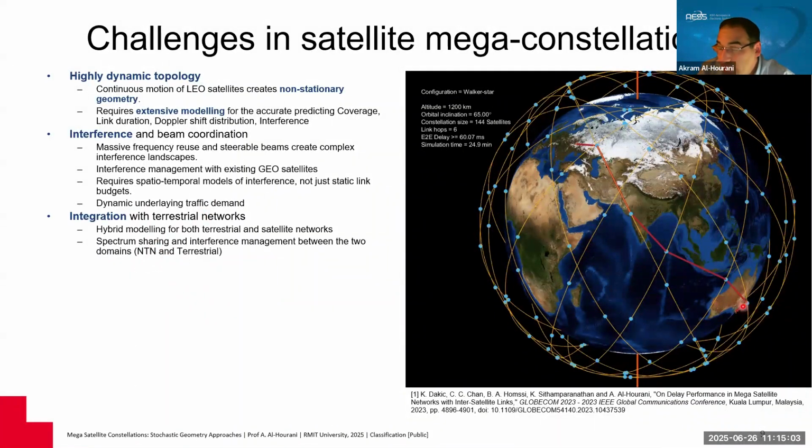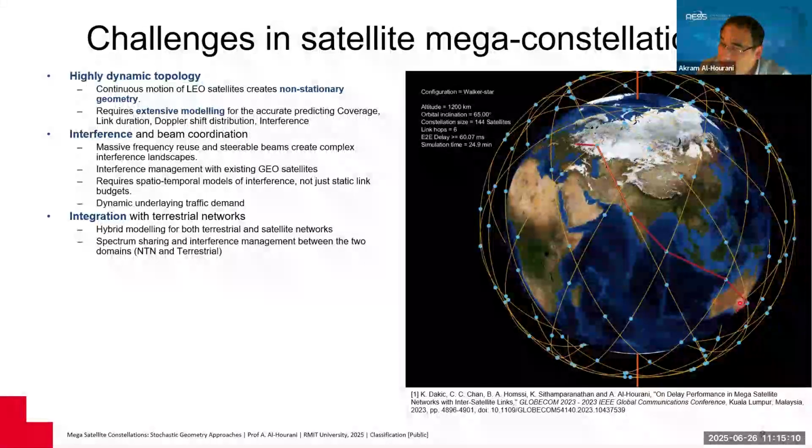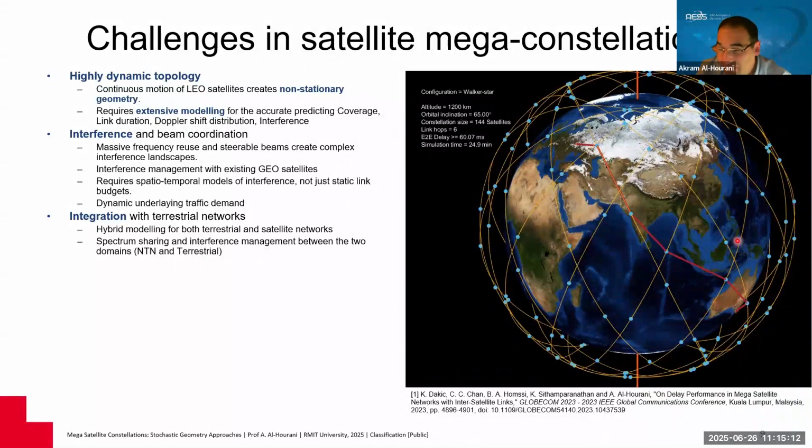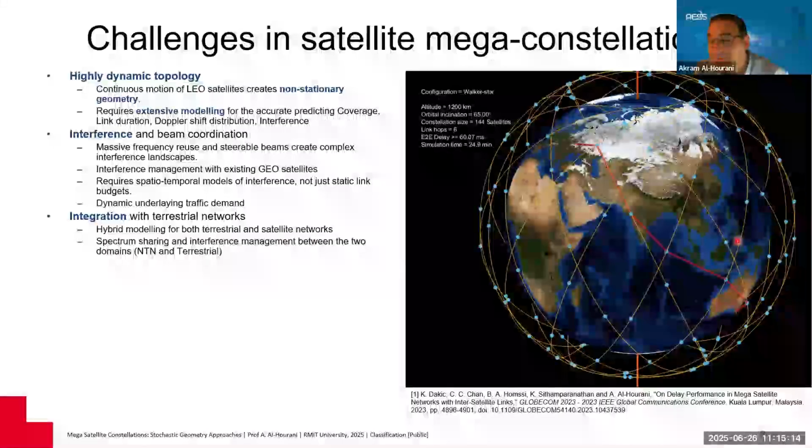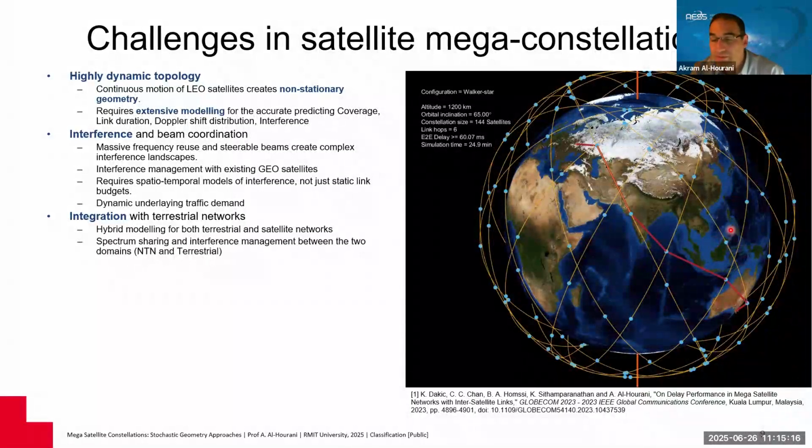Now, integration with terrestrial networks is very challenging because if you're going to use the same frequencies, you have to coordinate not only with Australian operators, but internationally with all operators around the world that are subscribing to the service of integrated satellite and terrestrial services.